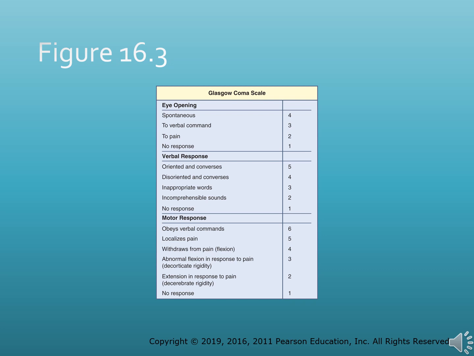During your motor, if they obey your verbal commands, meaning you tell them to stand up and they stand up, that would be a 6. If there's localized pain, so if you do a sternum rub and they flinch or push you away, that would be a 5. If they withdraw from pain, or flexion, that's a 4. Abnormal flexion in response to pain, or decorticate rigidity, would be a 3. An extension in response to pain, the decerebrate rigidity, would be a 2. And no response at all would be a 1.